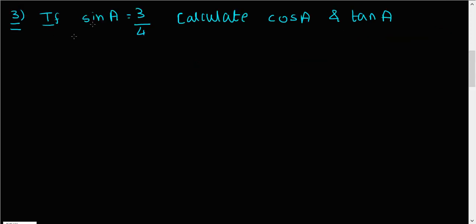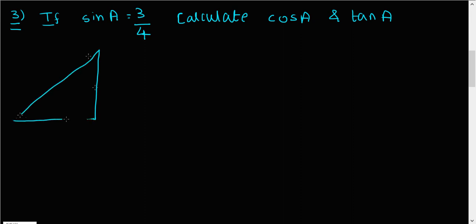Okay, this is the next question. If sine A is 3 by 4, so this is a ratio that's given. So I don't have any centimeter or meter or anything. I don't have any unit here because it's a ratio. Sine A is 3 by 4. Calculate cos A and tan A. So let's take a triangle.